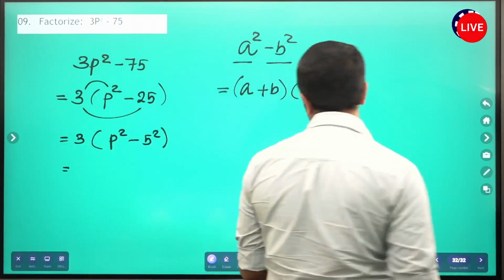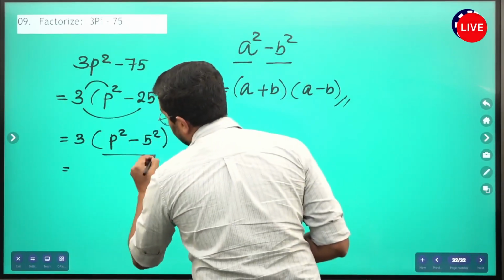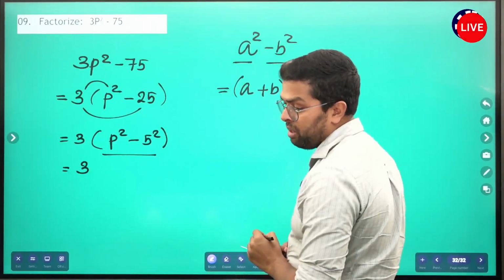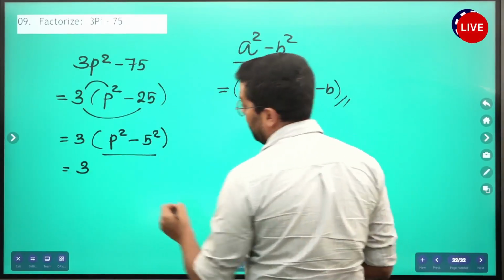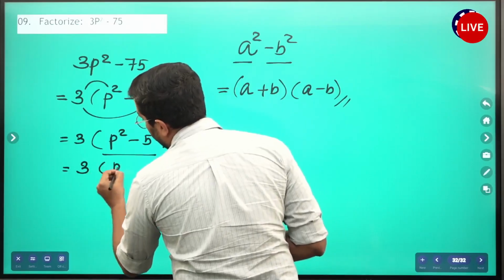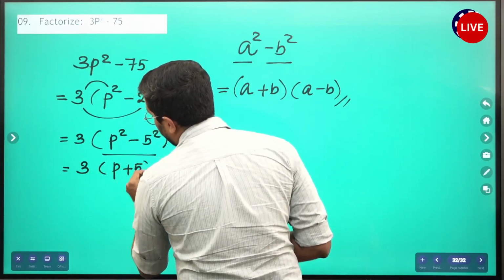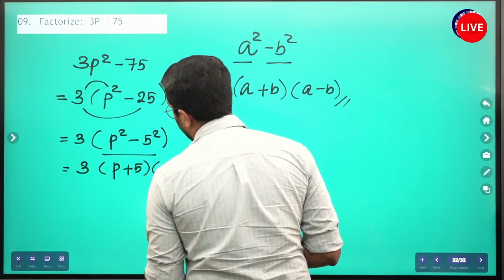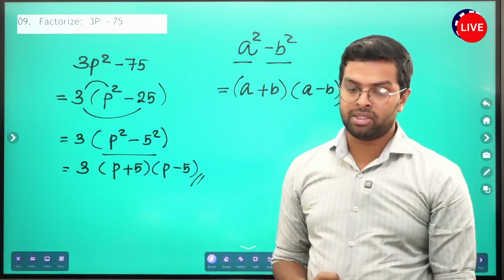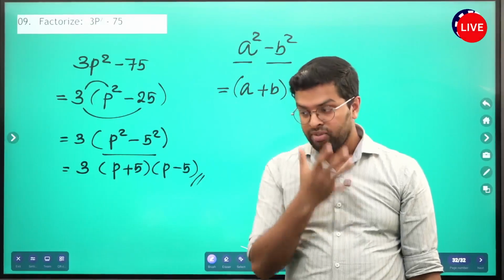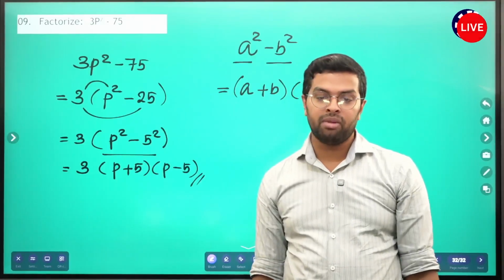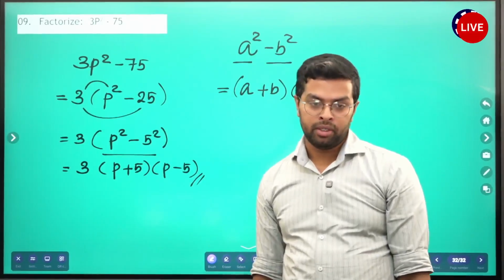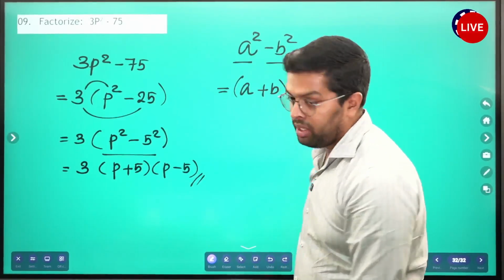So in the same way, we can factorize this part as well. So 3, we do not do anything for this number 3, let's keep it as it is. Then we have p plus 5 times p minus 5. Alright, that is question number 9.